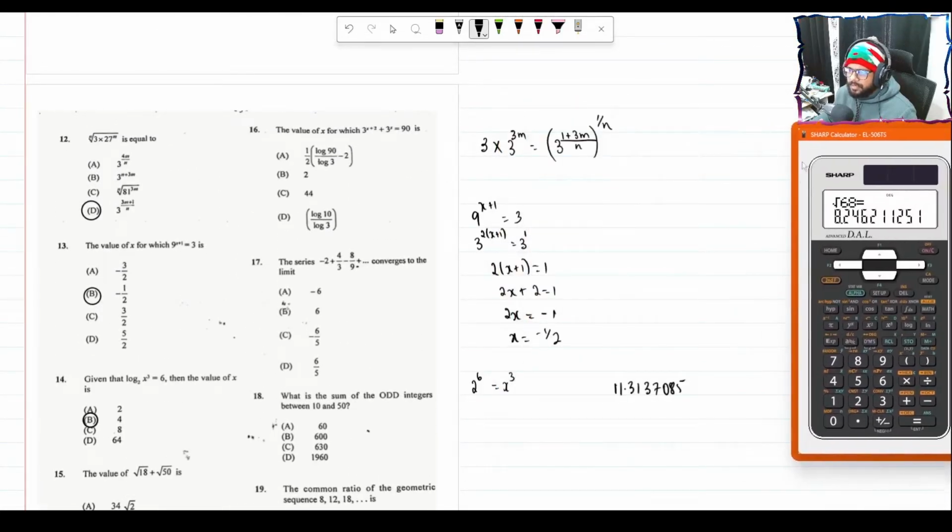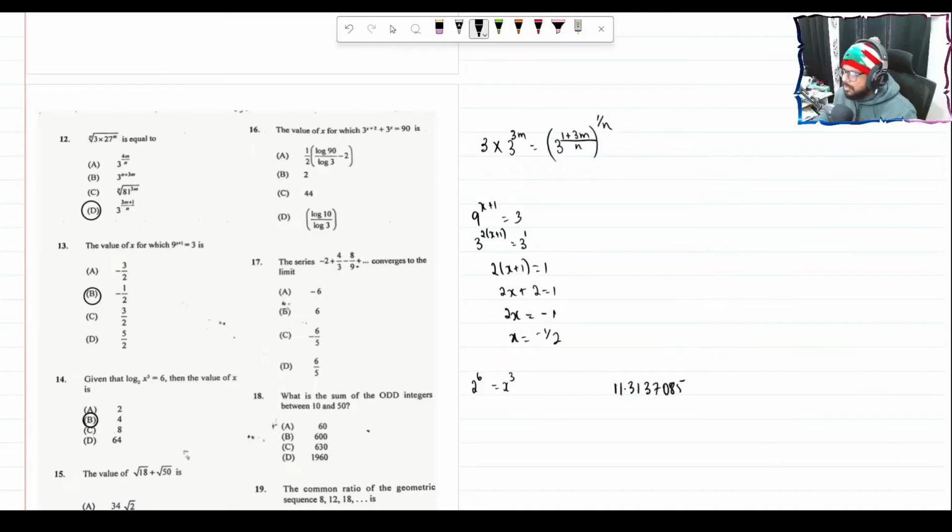Now let's leave this fella here for a while. The value of x for which this is equal to 90 is... So let me just check and see what the question is here. 3 to the power x plus 2 plus 3 to the power of x is equal to 90. So this is 3 to the power x multiplied by 3 to the power of 2, plus 3 to the power of x is equal to 90.